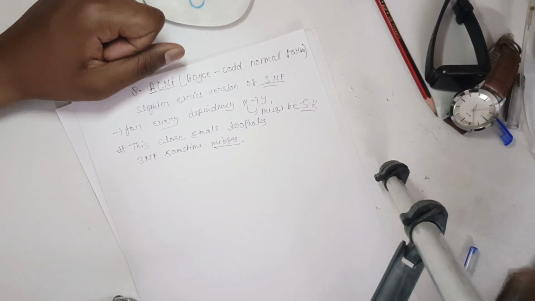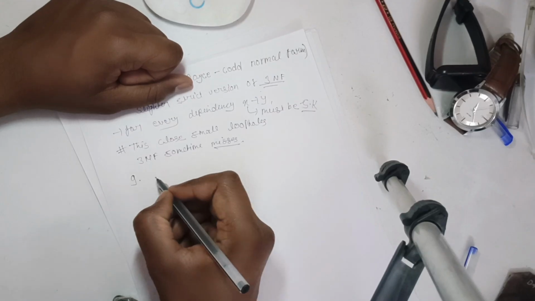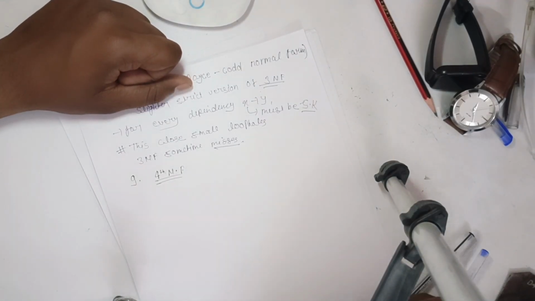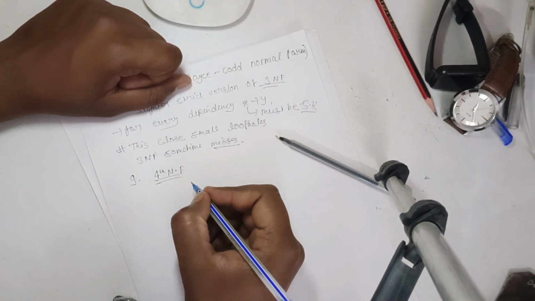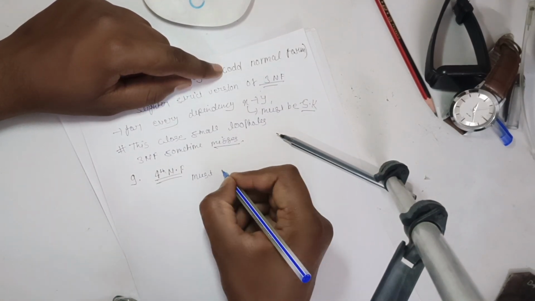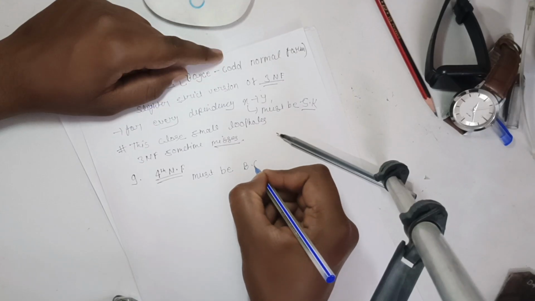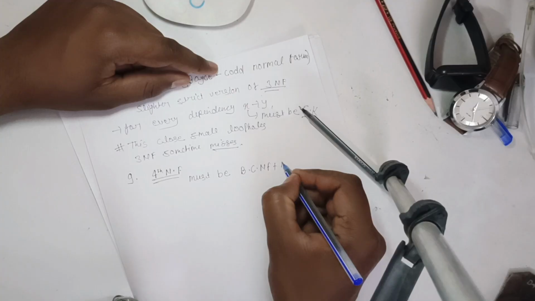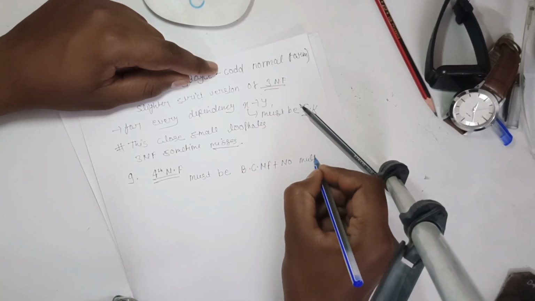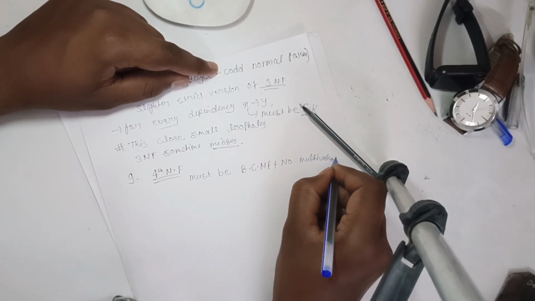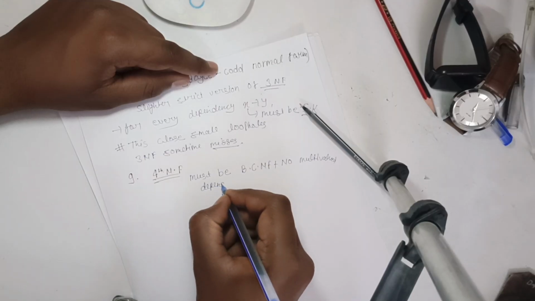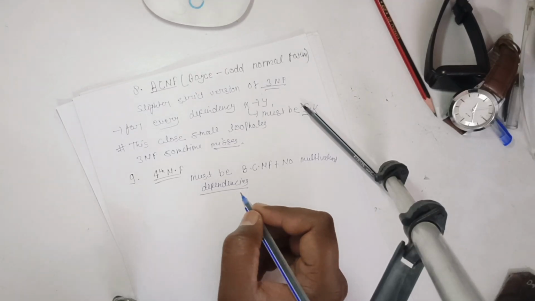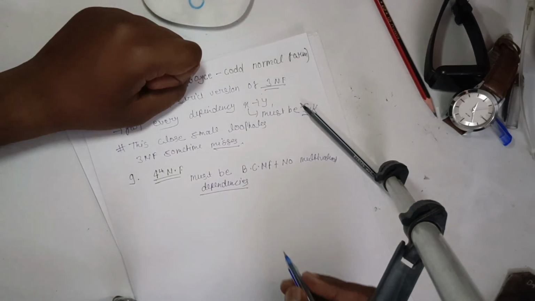Now fourth normal form, the ninth topic. So what is fourth normal form? First of all, it must be BCNF plus no multi-value dependencies.